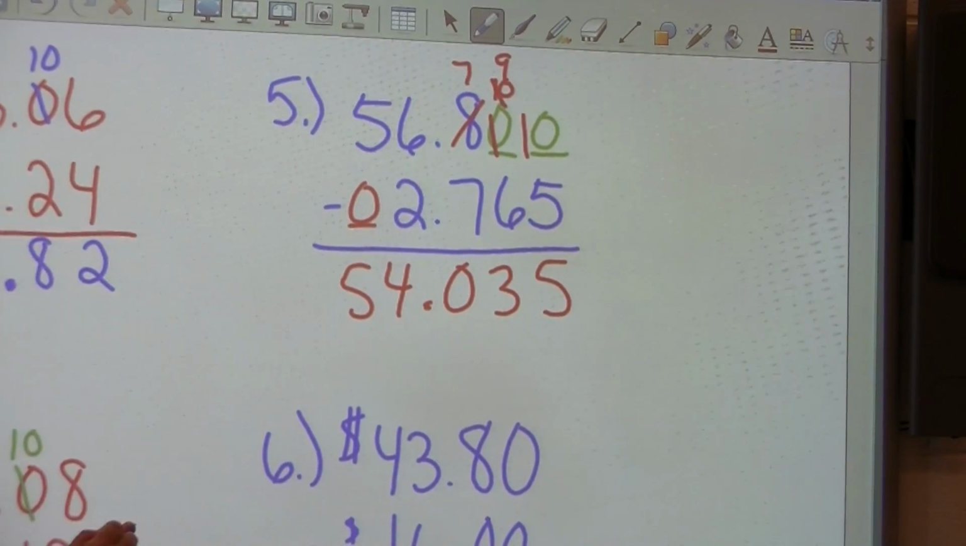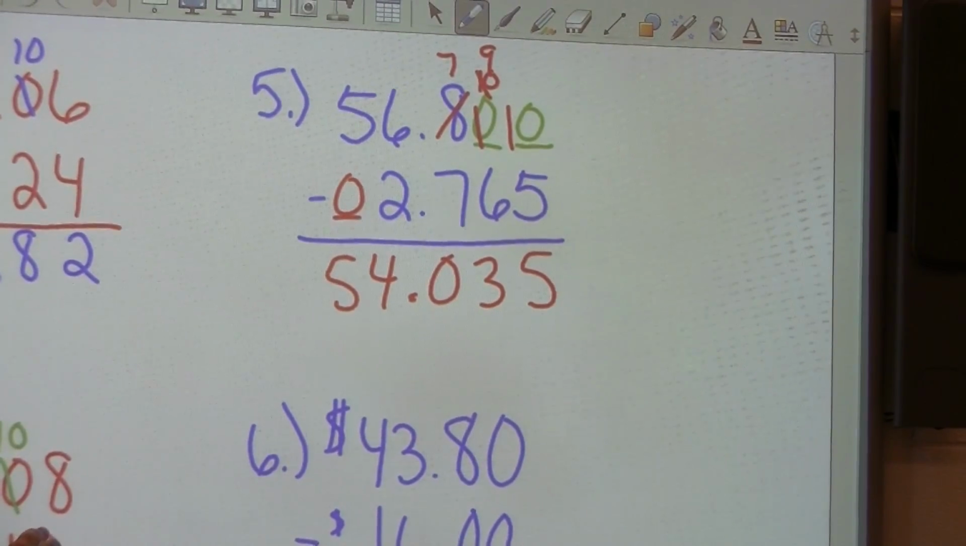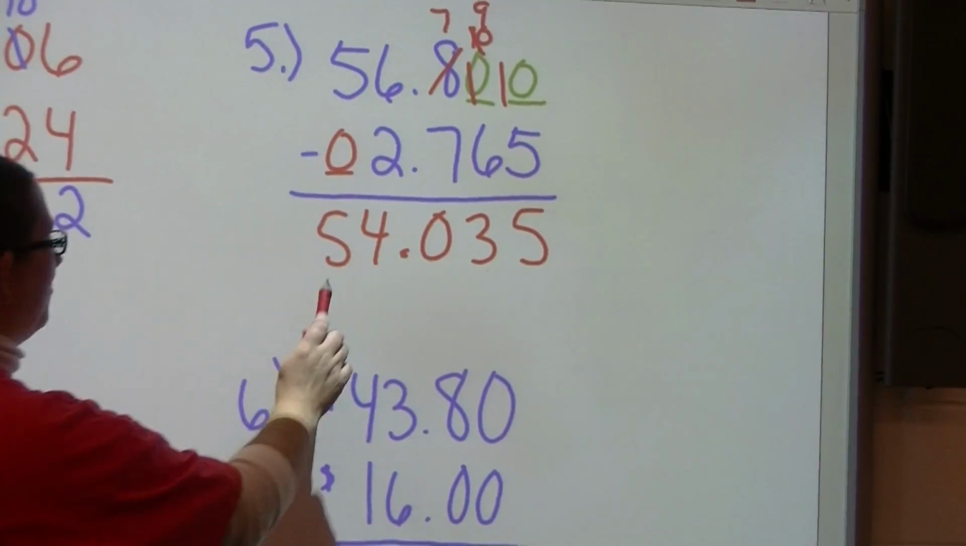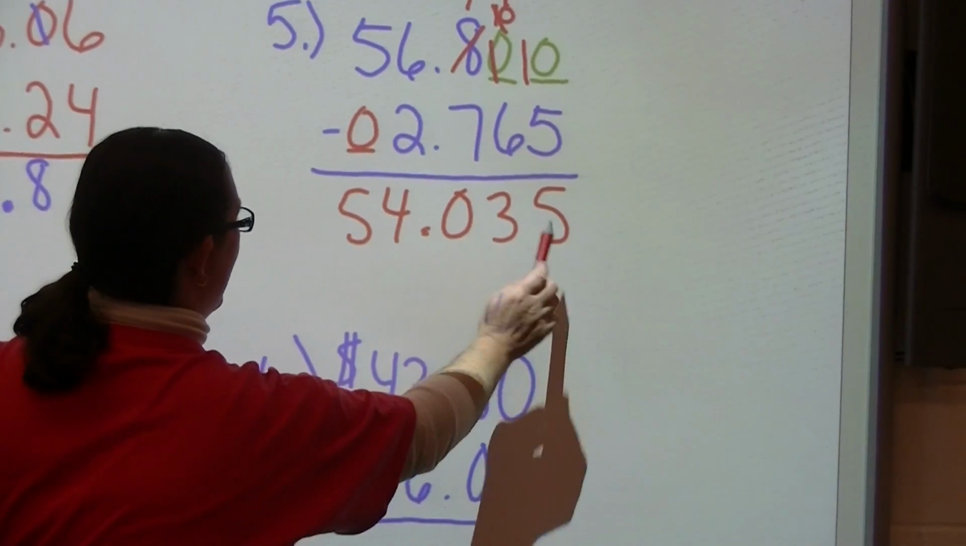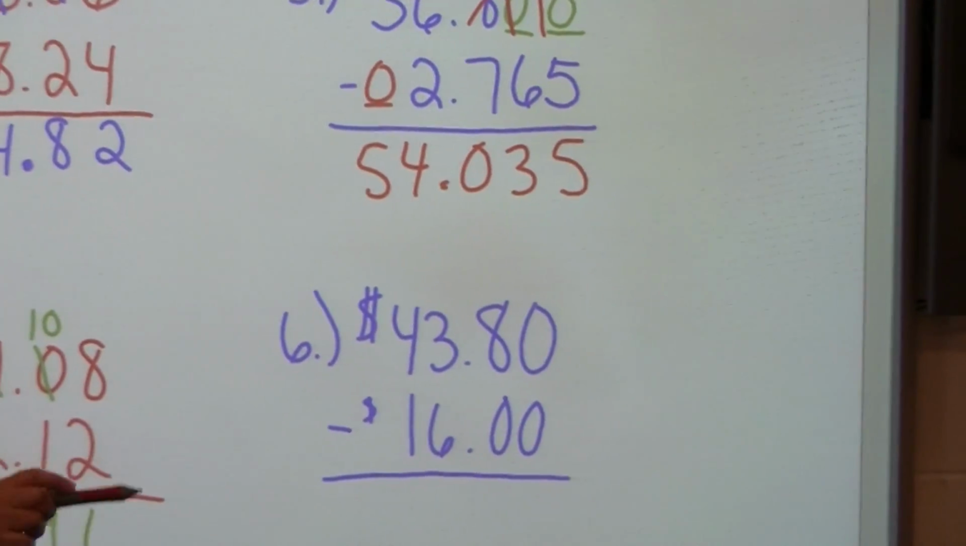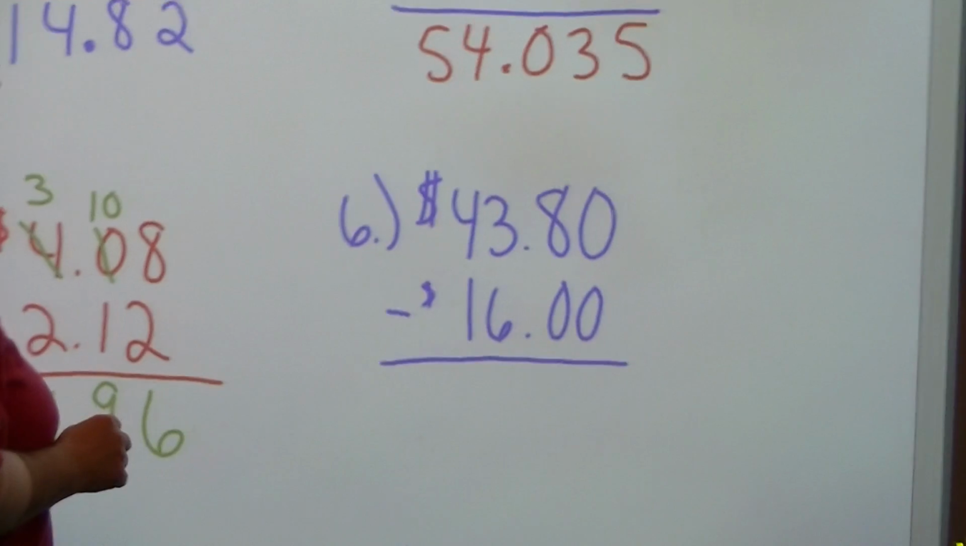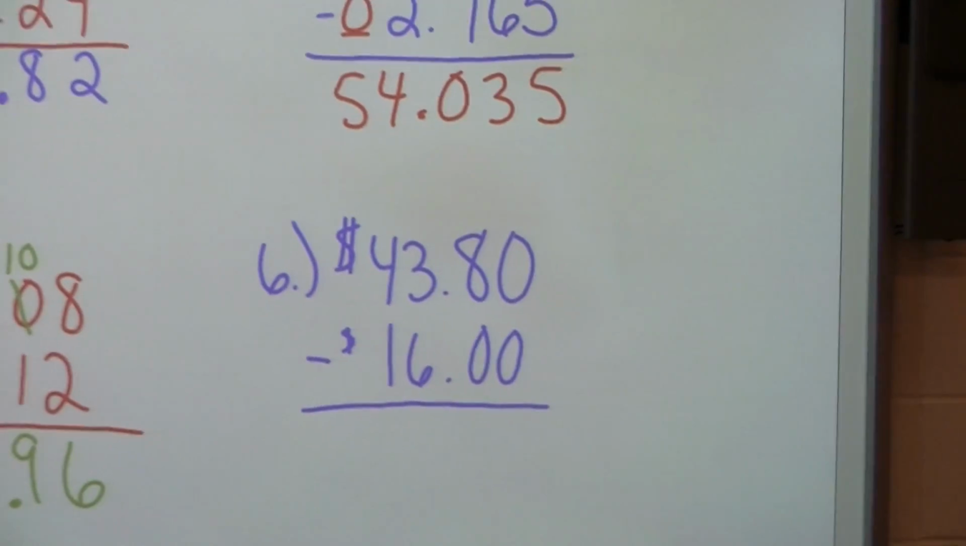Tens, hundreds, thousands. Did I say hundreds instead of thousands? Oh, thanks, Miss Bennett. It's supposed to be 54 and 35 thousandths, not hundreds. Good job, Miss Bennett. Okay, 5th grade, let's do number 6 now.